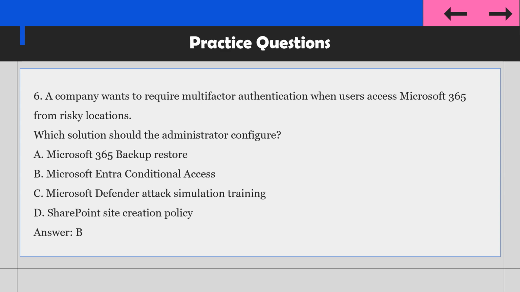6. A company wants to require multi-factor authentication when users access Microsoft 365 from risky locations. Which solution should the administrator configure? A. Microsoft 365 Backup Restore. B. Microsoft Entra Conditional Access. C. Microsoft Defender Attack Simulation Training. D. SharePoint Site Creation Policy. Answer B.